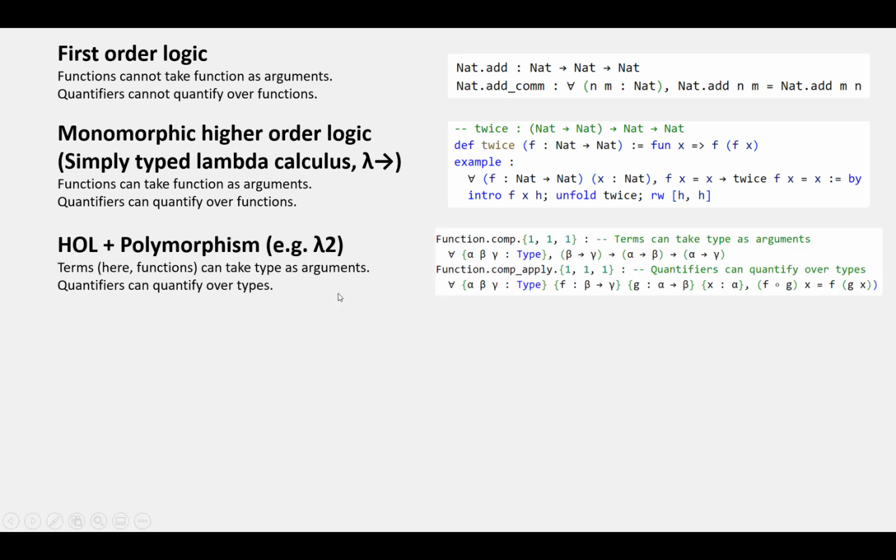If we add polymorphism, then functions can also take types as arguments. For example, on the right hand side, Function.comp takes alpha, beta, and gamma as arguments. And the theorem Function.comp_apply quantifies over alpha, beta, and gamma.